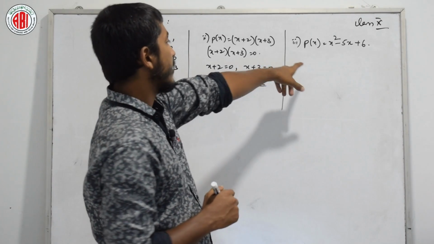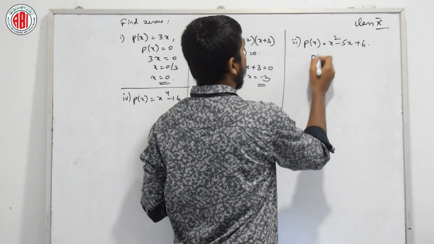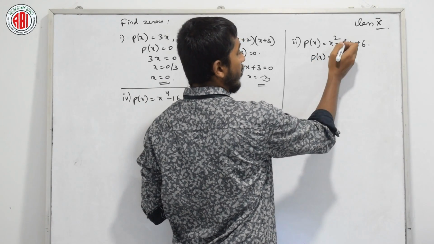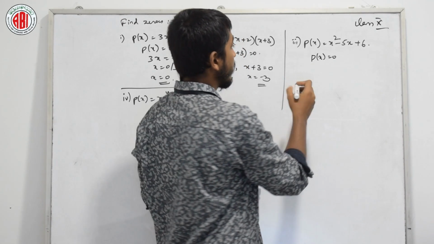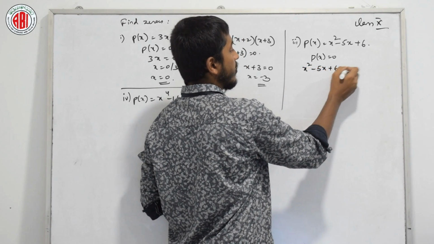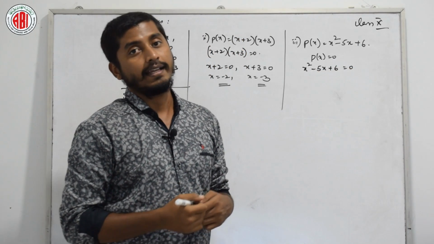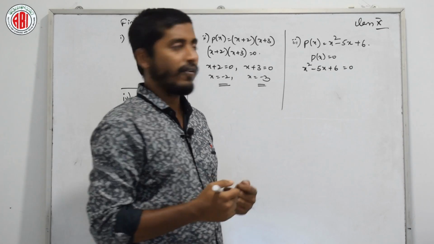Now, let us check the third problem, that is p of x equal to 0. Now we have to equate this to 0. This is a quadratic equation or a quadratic polynomial. See here, how do we get the value of this? By factorizing. How do we factorize?